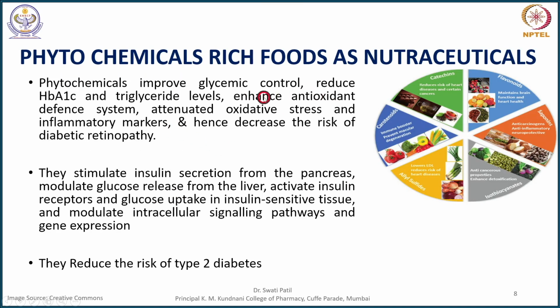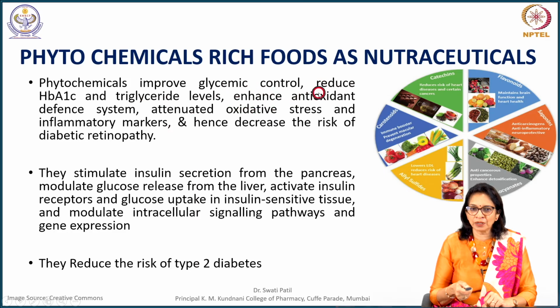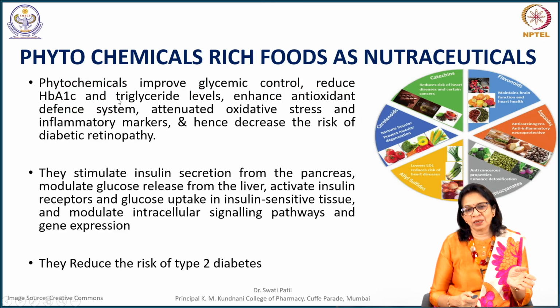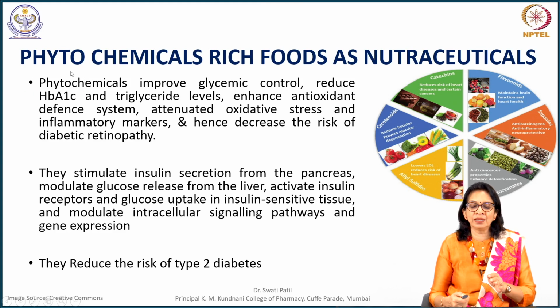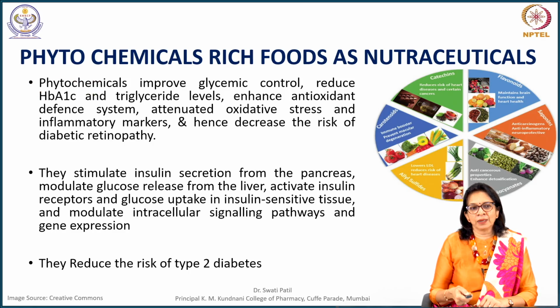Phytochemical-rich foods can be used as nutraceuticals. They improve glycemic control and reduce HbA1c. HbA1c is the average sugar in the blood over the last 3 months. So, when you go for a blood test for diabetes, generally this value is preferred to see for how long the sugar levels are high in the blood.